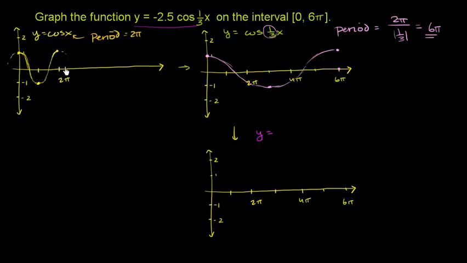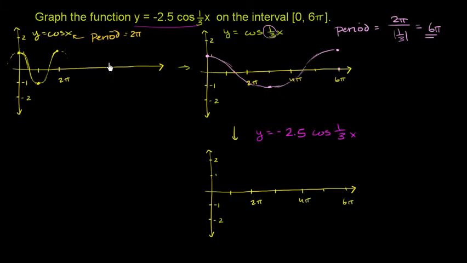We only did it between 0 and 2 pi here. Obviously, they're all periodic. They all keep going on and on. But now we want to graph y is equal to negative 2.5 times cosine of 1/3 x. So given this change, we're now multiplying by negative 2.5. Well, actually, let's think about a few things.